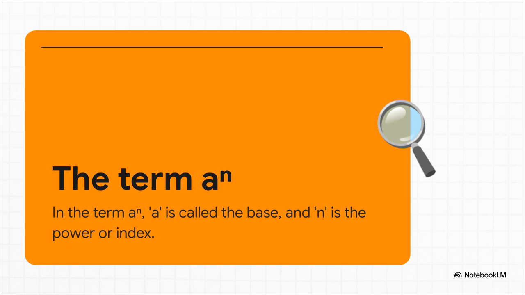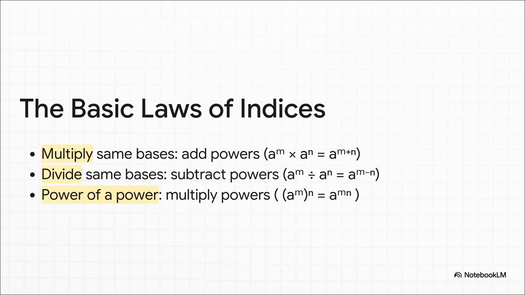Simple, right? Now, these three laws, they are the bedrock of everything we're about to do, and they're super logical. If you multiply two terms with the same base, you're just adding to the total number of multiplications, so you add the powers. If you divide, you're kind of canceling some out, so you subtract the powers. And if you raise a power to another power, it's like a repeated addition, which is just multiplication. These are the non-negotiables of our toolkit.